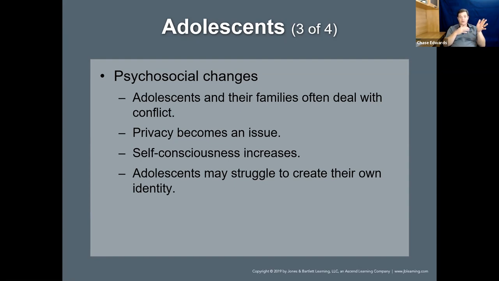Adolescents also struggle to create their own identity at this point. So they use feedback from their families and peers to help create their adult image. So that's why they always talk about building your children up. They often want to be treated like adults, yet they want to be cared for like children. And rebellious behavior can be a part of adolescents trying to find their own identity.